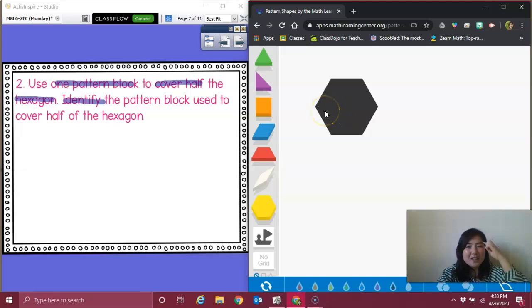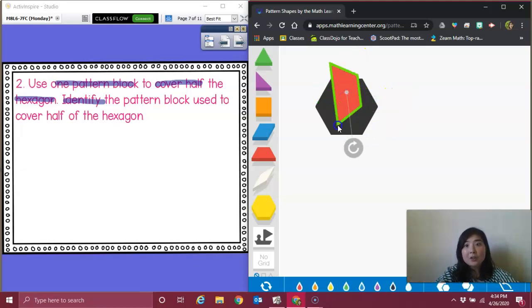Well, if I imagine in my head that I cut this hexagon in half, the pattern block that would cover half of it would have 1, 2, 3, 4 corners. So that leads me to believe that a quadrilateral would cover half of this hexagon. And out of the 4 different quadrilaterals I have, the one that I think would make the most sense is the trapezoid, because the top part of a hexagon almost looks like a trapezoid, and voila, it fits perfectly.